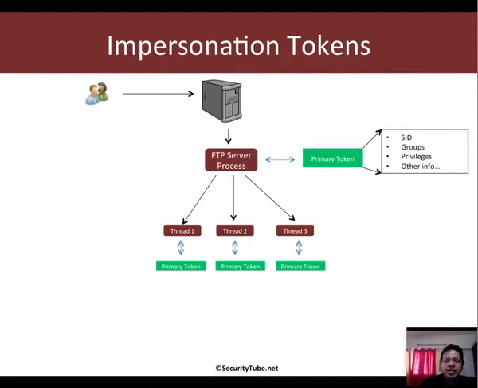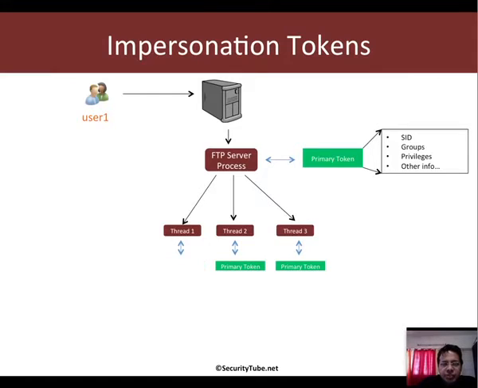Now, there is another interesting concept called impersonation tokens. The idea is that when you have things like FTP servers where multiple users log in, you would ideally want all of those users to be able to individually access their files, create directories and so on. However, as you can imagine, the FTP server process itself may not have the highest privilege available on the system to allow for all of this. So this is what happens.